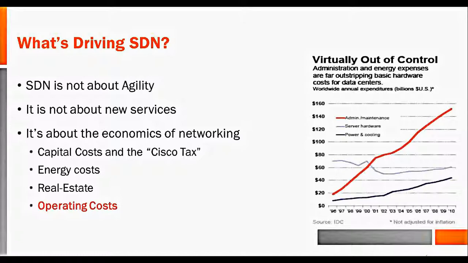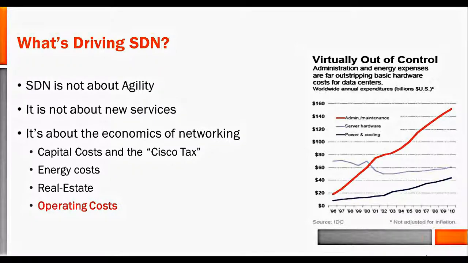It's about the extraordinary capital costs of building networks today and the despair that many network administrators feel at paying the Cisco tax every time they want to add or change the network. It's about the escalating energy costs, rising real estate costs for the data centers, and more than anything else, it's about the extraordinary rise in operating costs as network administrators scramble to make their networks more responsive to their business needs.